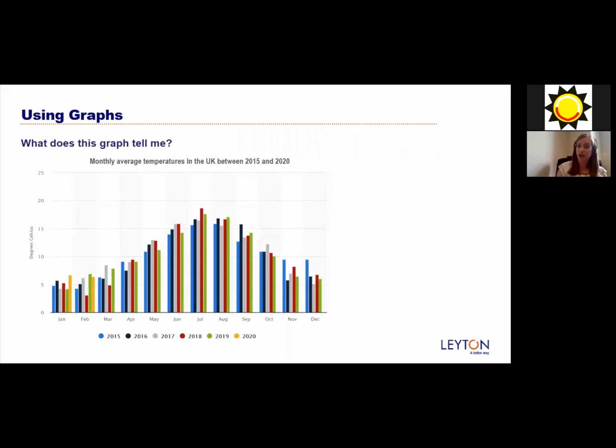But in terms of interpreting this graph, I think it's always useful once you've prepared your data to think about, well, what is this actually telling me? Does this support my argument? So first of all, from this bar chart, we can see that the hottest month is July on average, which makes sense, middle of summer. But we can also see that 2018 on average had the hottest summer.